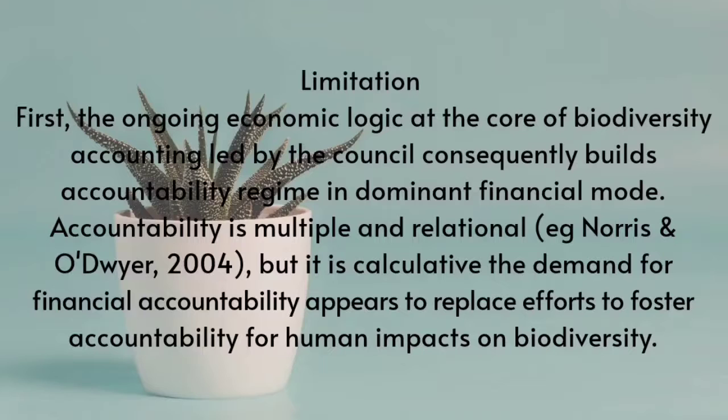Limitation. First, the ongoing economic logic at the core of biodiversity accounting led by the Council consequently pulled the accountability regime into a dominant financial mode. Accountability is multiple and relational, but it is calculative. The demand for financial accountability appears to replace effort to foster accountability for human impact on biodiversity.